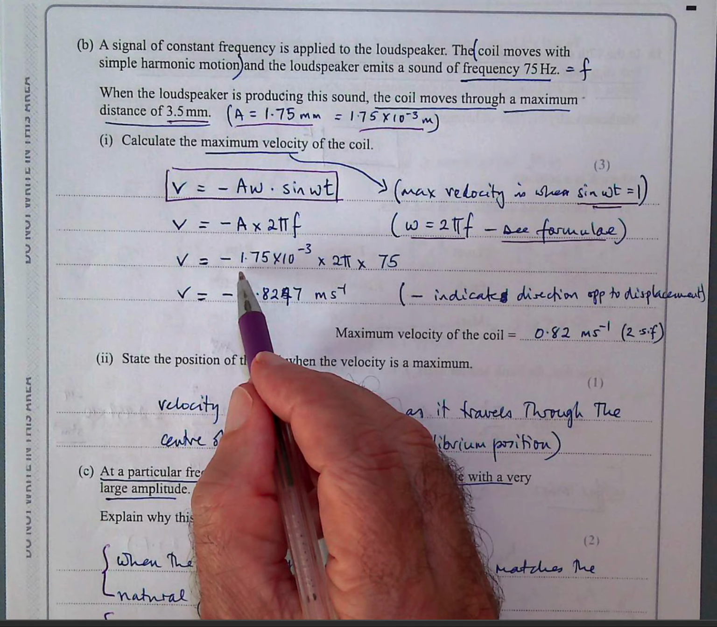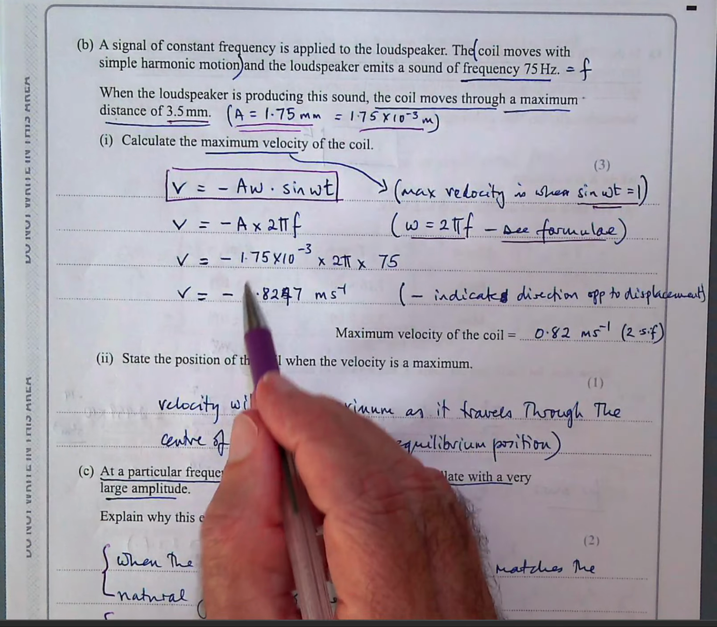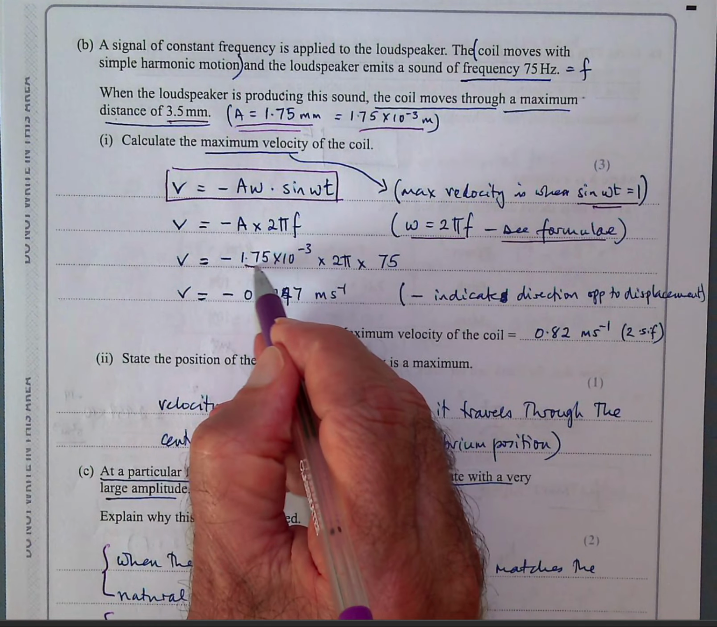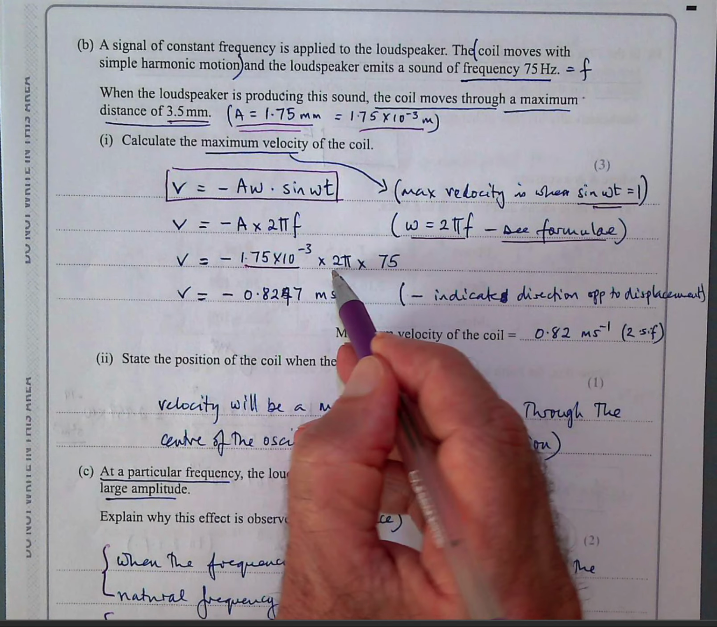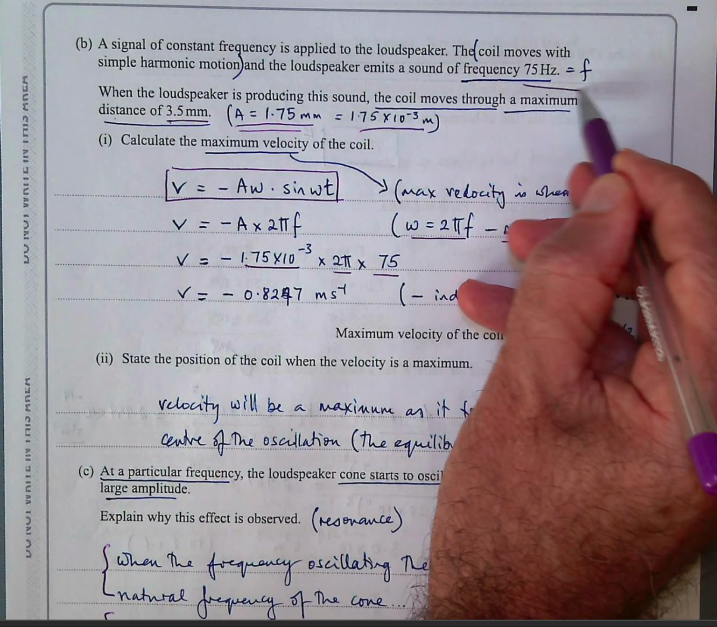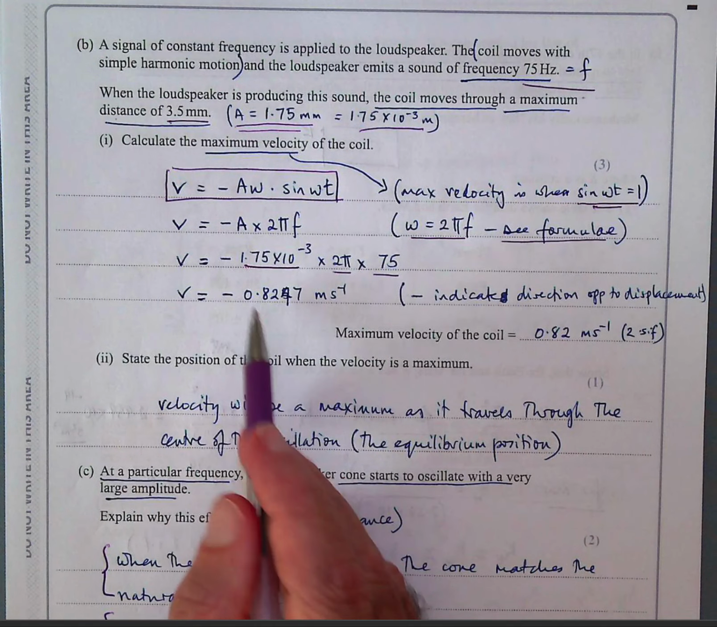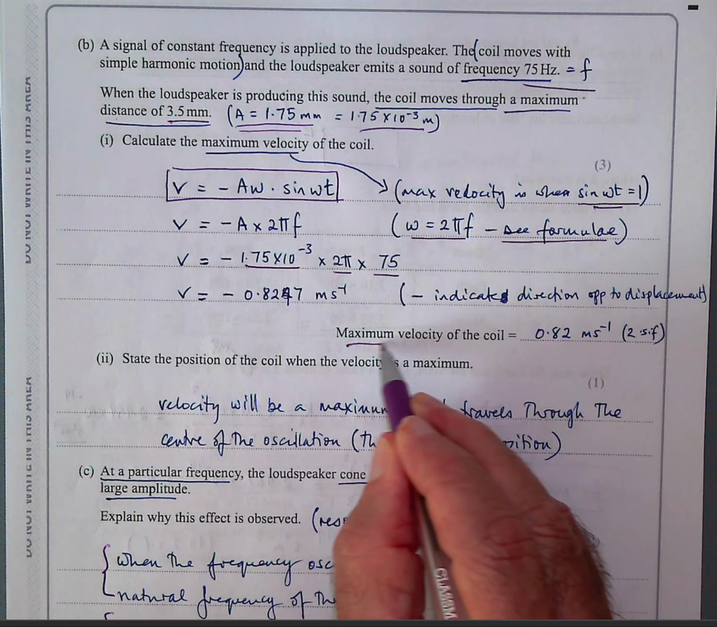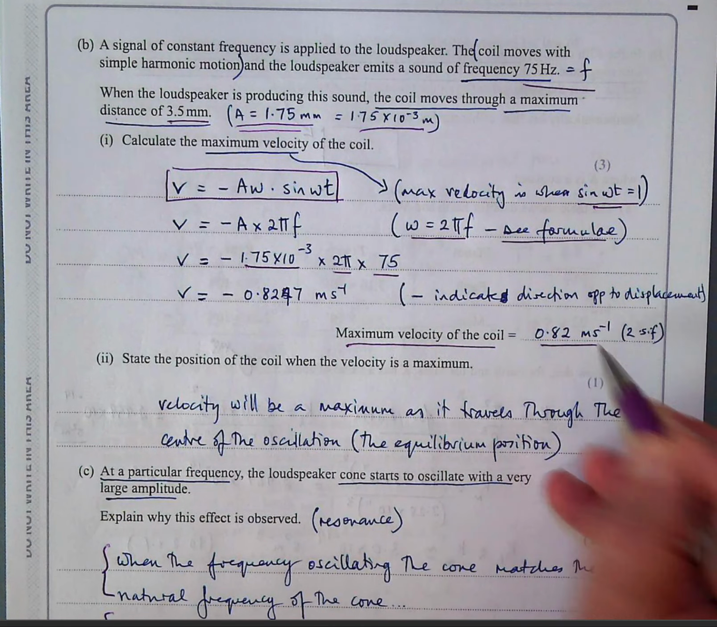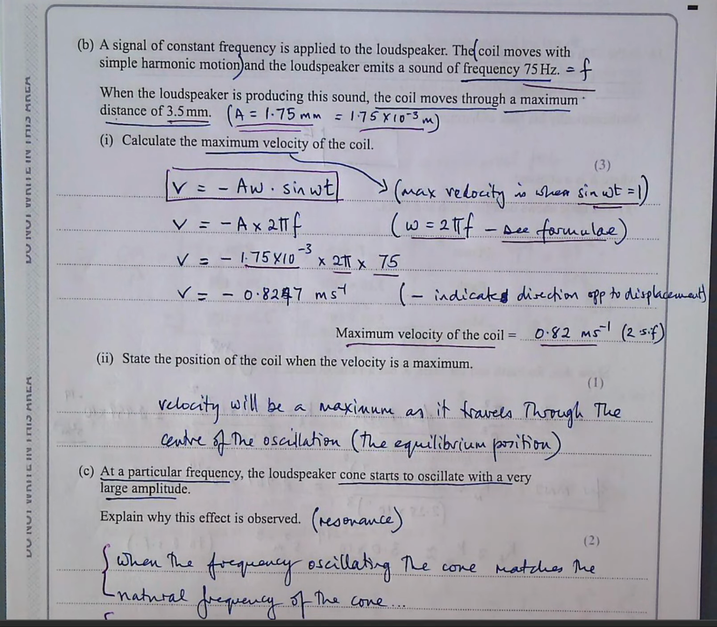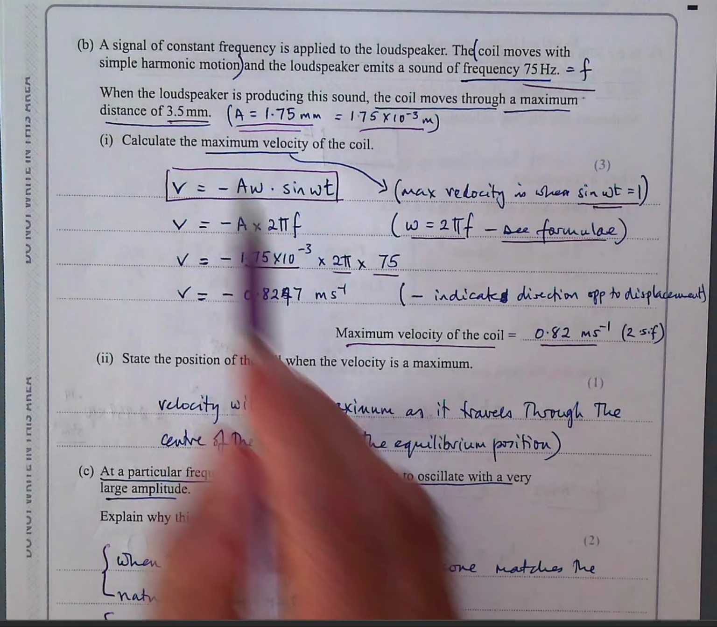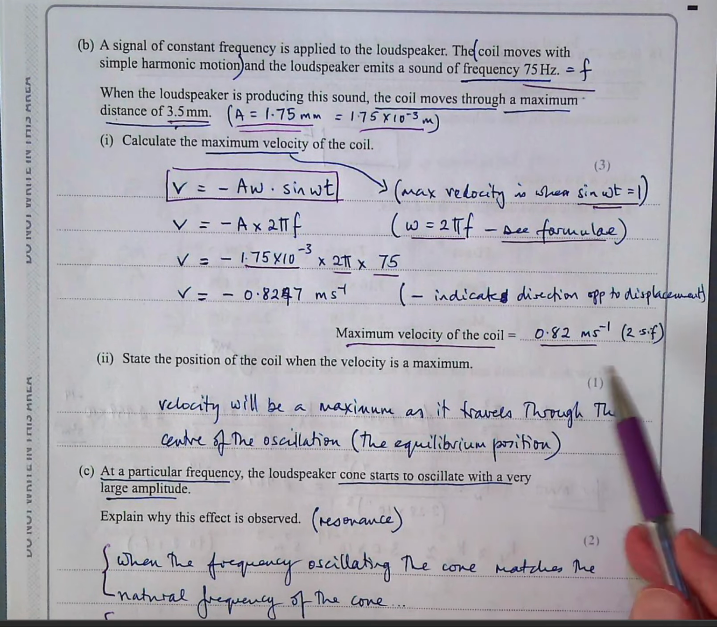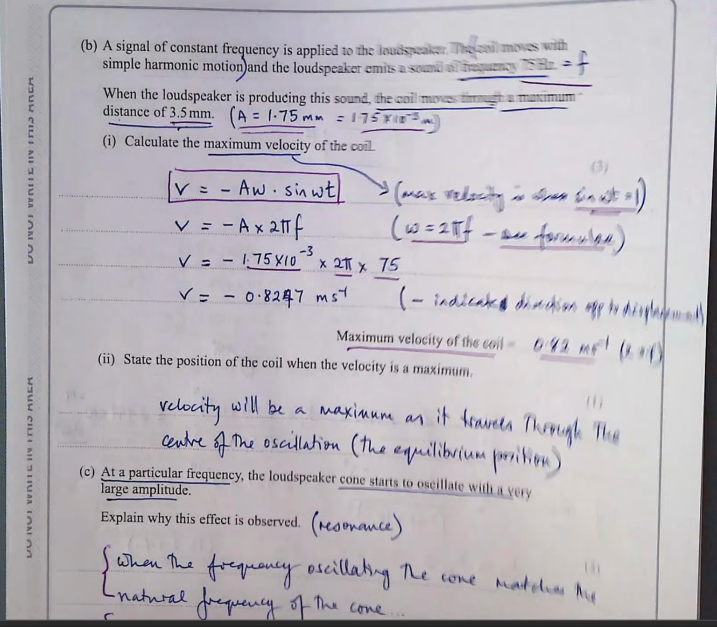So A is half the maximum distance moved between top and bottom. You put in your value, 1.75 times 10 to the minus 3 meters, multiply by 2 pi times the frequency, which is given to you, and you will get the maximum velocity. It should give you a negative answer, but the minus isn't important because we only care about the size of the velocity. That comes to approximately 0.82 meters per second, to 2 significant figures. Why 2 significant figures? Because they've given you 2 significant figures here and 2 significant figures there. So that's all the accuracy that we're certain of.